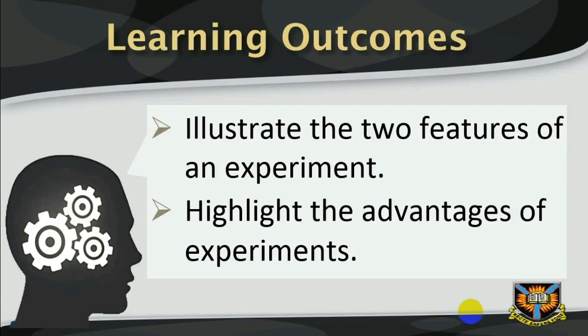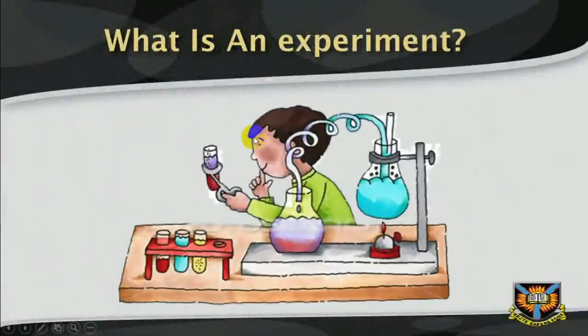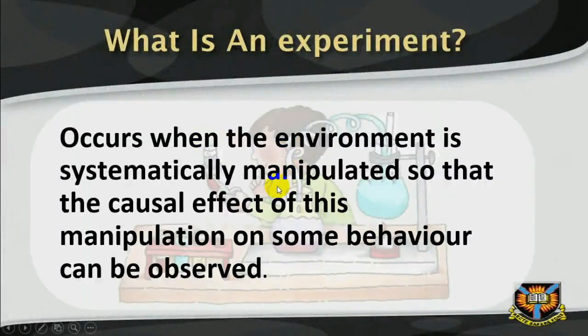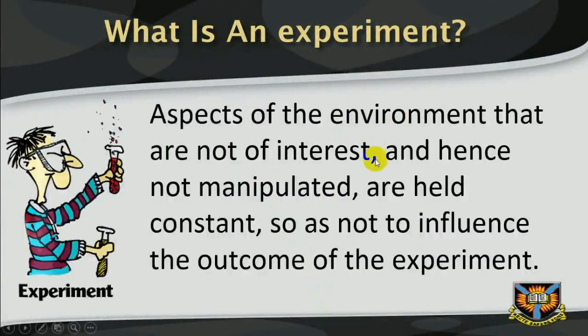After some time, say 15 minutes or so, someone finally does sit down at your table. Ending your assignment, have you performed an experiment? Before answering this question, let us sketch out the major criteria for an experiment. An experiment occurs when the environment is systematically manipulated so that the causal effect of this manipulation on some behavior can be observed. Aspects of the environment that are not of interest and hence not manipulated are held constant so as not to influence the outcome of the experiment.